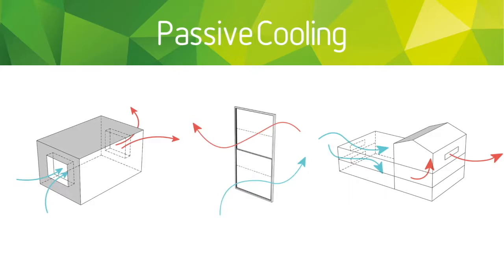The next one is high and low level openings. And the last one I'm showing here is stack ventilation. It's not that common in residential developments. In large office blocks you do look at stack ventilation. Effectively it's using a chimney effect.